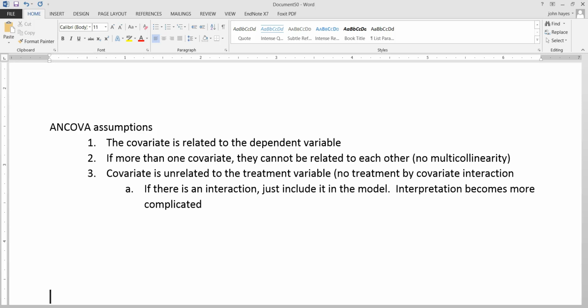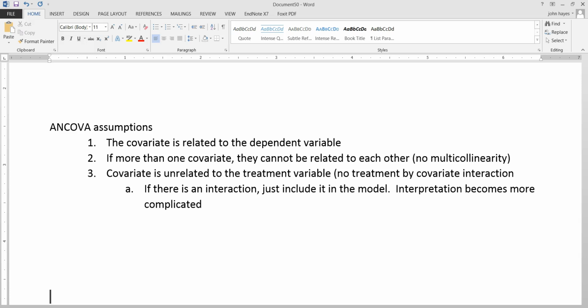In this video, we're going to discuss when it's appropriate to do an ANCOVA, or some of the assumptions that need to be met. First of all, the covariate is related to the dependent variable. In other words, if there's no relationship between the covariate and the dependent variable, as in axial length, baseline, and follow-up, then it wouldn't control for any variance.